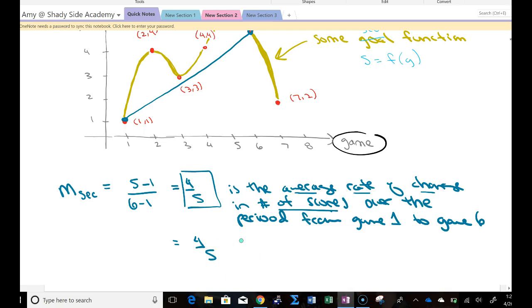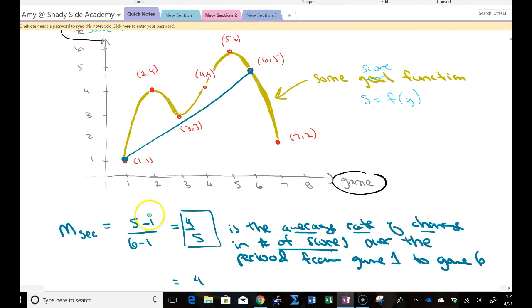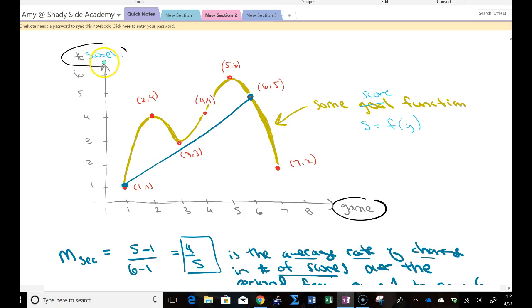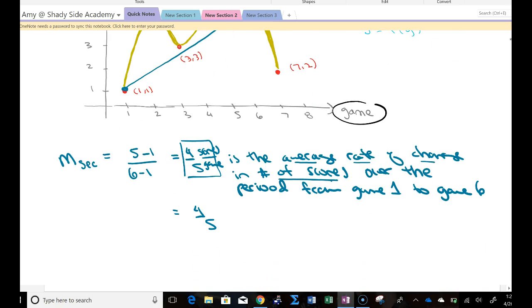What are the units? I want to ask you this. Let's see. y1 minus y2, y is number of scores, right? So the unit of the numerator is scores, number of scores. The unit of the denominator is game. Okay? So this 4/5, the units are scores per game. Or goals per game. I just didn't use goals because of the G.